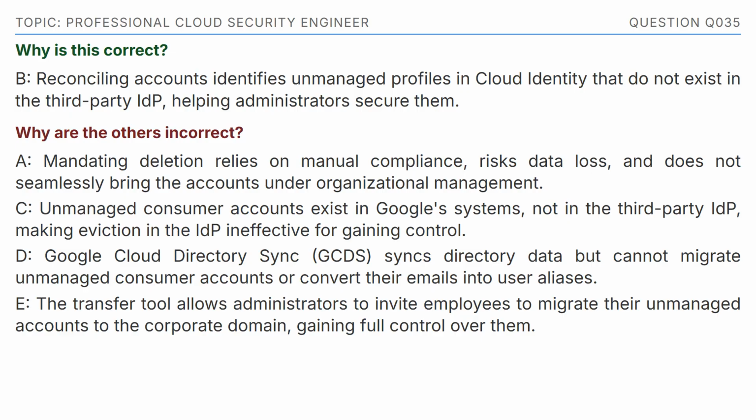Why are the others incorrect? A. Mandating deletion relies on manual compliance, risks data loss, and does not seamlessly bring the accounts under organizational management. C. Unmanaged consumer accounts exist in Google systems, not in the third-party IDP, making eviction in the IDP ineffective for gaining control. D. Google Cloud Directory Sync, GCDS, syncs directory data but cannot migrate unmanaged consumer accounts or convert their emails into user aliases. E. The transfer tool allows administrators to invite employees to migrate their unmanaged accounts to the corporate domain, gaining full control over them.